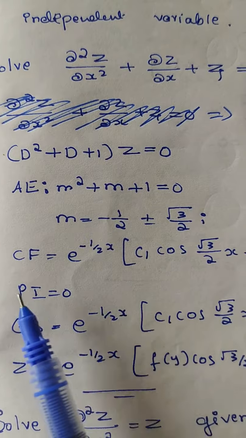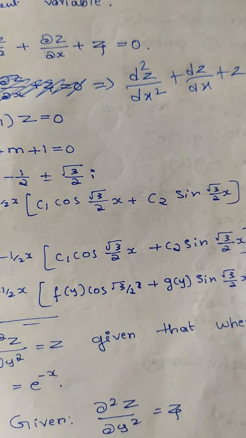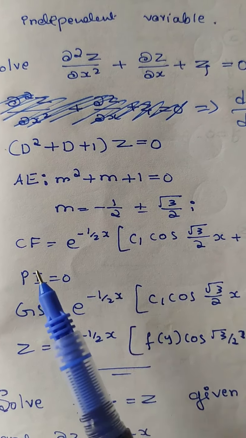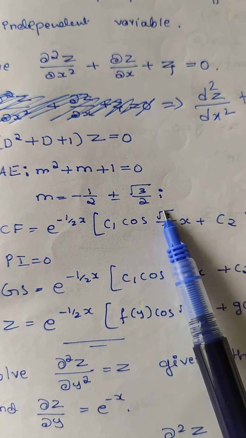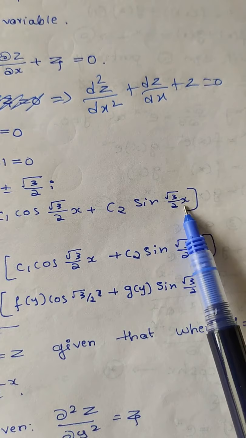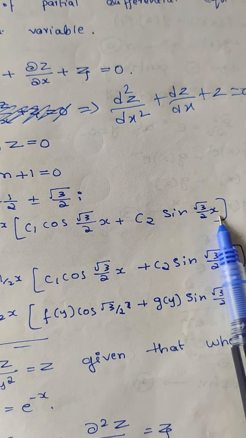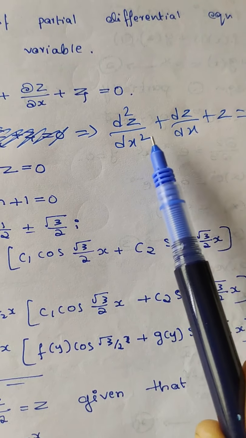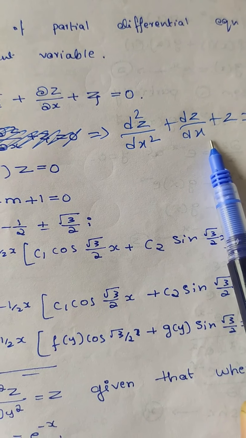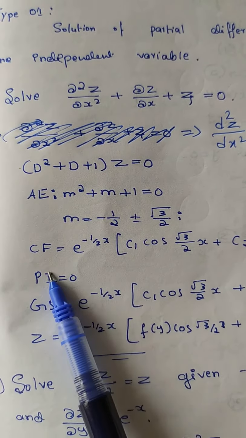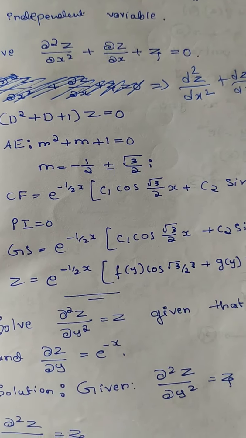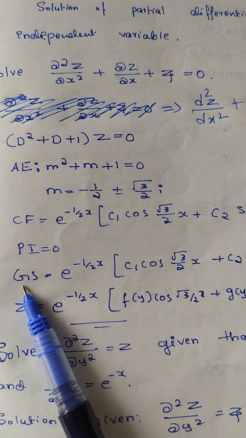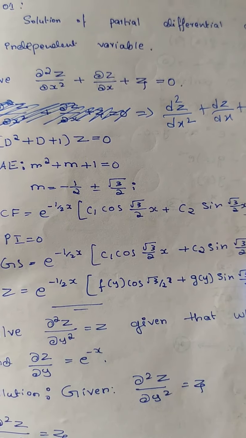Depending on the roots, write the complementary function. Actually, the complementary function is e^(-x/2)[c1 cos(√3/2 x) + c2 sin(√3/2 x)]. Here you should write the solution in terms of x because x is the independent variable. Next, PI is 0 because the differential equation is homogeneous. Now, the general solution is only CF.